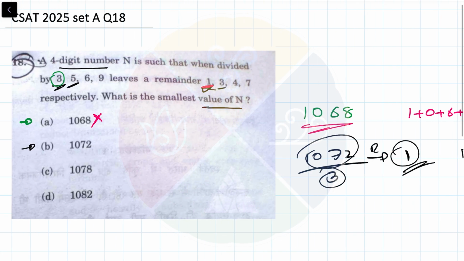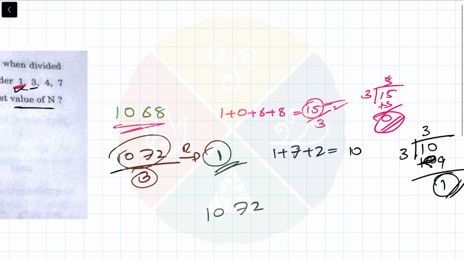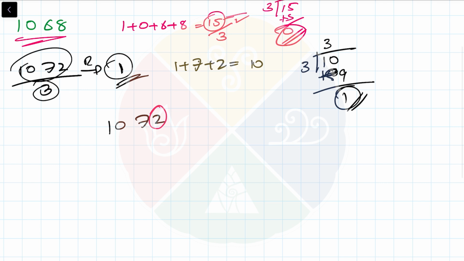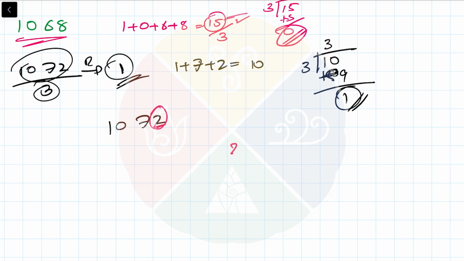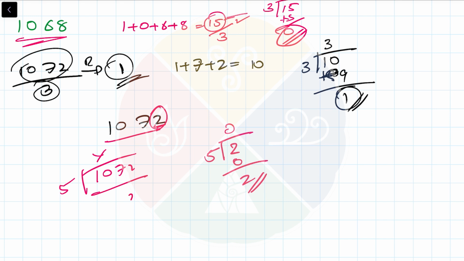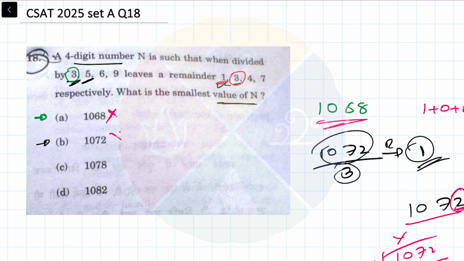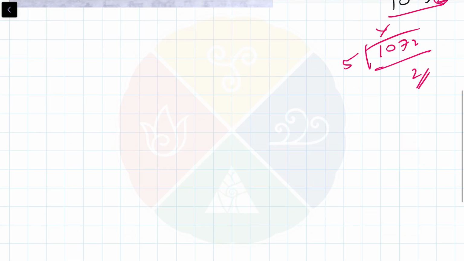They are saying that when you divide by 5, you should get remainder 3. For 1072, the divisibility rule of 5 is checking the last digit, whether it is 5 or 0. You can also use that condition for finding the remainder. Take the 2, divide by 5: 0 times 5, remainder is 2. So 1072 divided by 5 gives remainder 2. The question says you should get remainder 3, but you are getting remainder 2, so that's not the answer. Next, we go to the next greatest value, 1078.